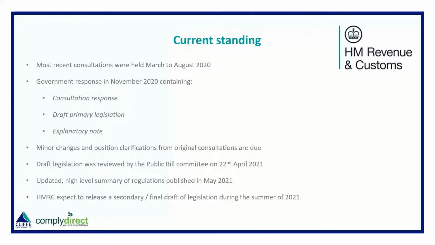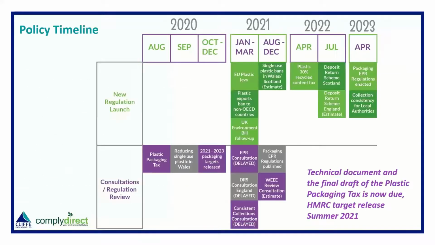That draft legislation has now been reviewed by the Public Bill Committee in April this year, and we actually saw a high-level summary of the regulations published by HMRC in May this year. We were originally expecting to see in-depth coverage come out in May, which would include specific items that were in or out of liability of the tax, but this has not arrived. Instead, we're expecting this to be released with the final draft of legislation during the summer of 2021. So we're expecting that for Q3 this year.